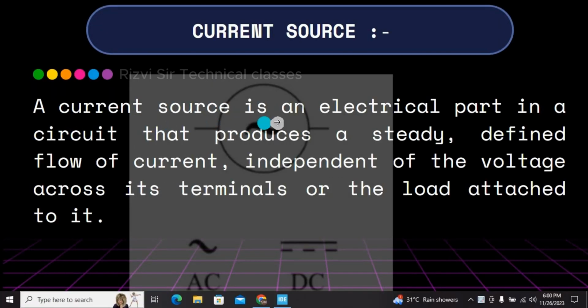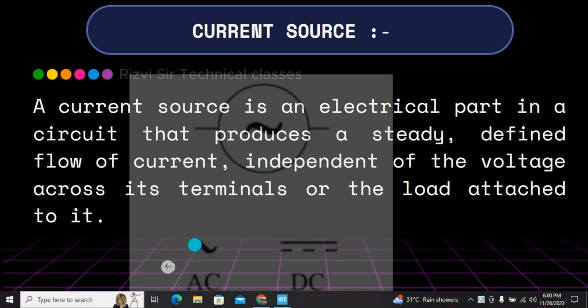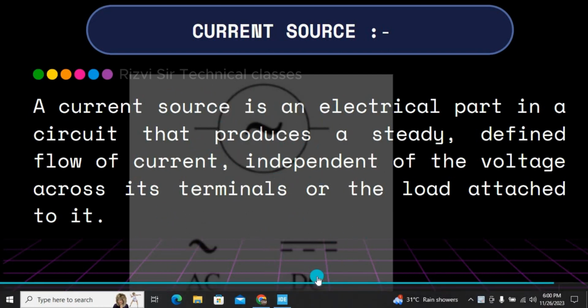And next is, what is a current source? A current source is an electrical part in a circuit that produces a steady, defined flow of current independent of the voltage across its terminals or the load attached to it. The symbol of current source is this is the AC current and this is the DC.